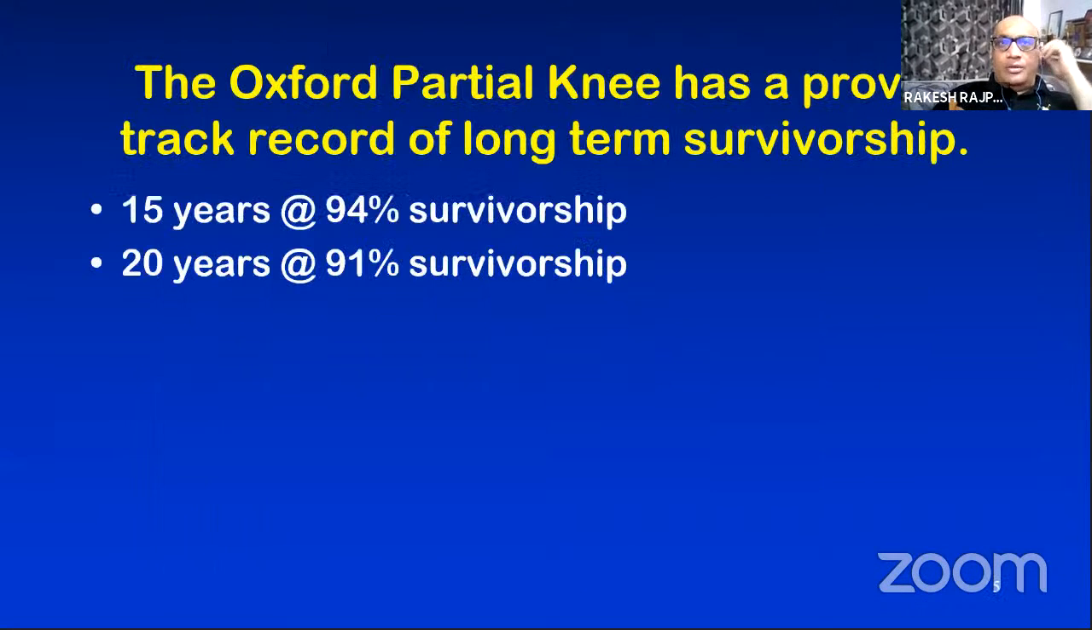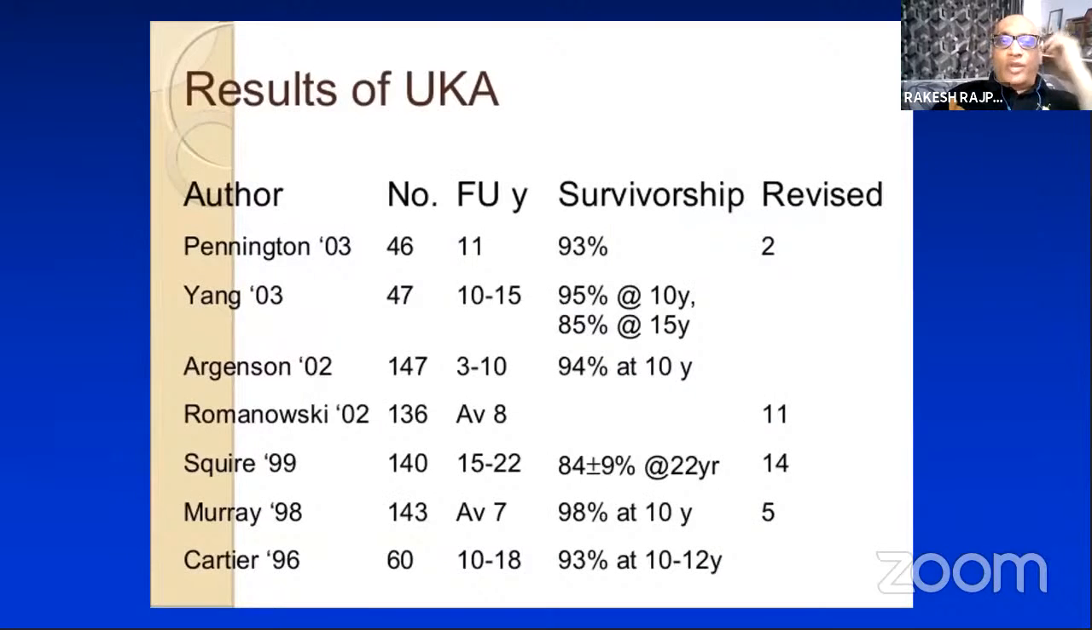So a long time ago in the 1970s, the Oxford knee was launched. And these are the results which I'm quoting at 15 years and 20 years survivorship. These were published in the late 90s. So these are not today's results, but results from before. If you look at these series, and if you look at the bottom part of the slide, where David Murray in 98 was publishing his series at 10 years. And just above that was the Ben Squire series.